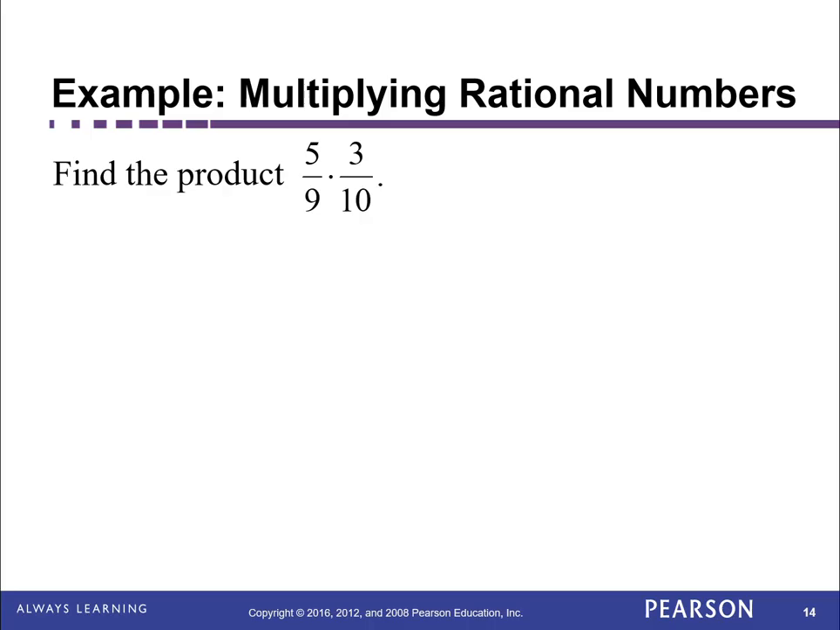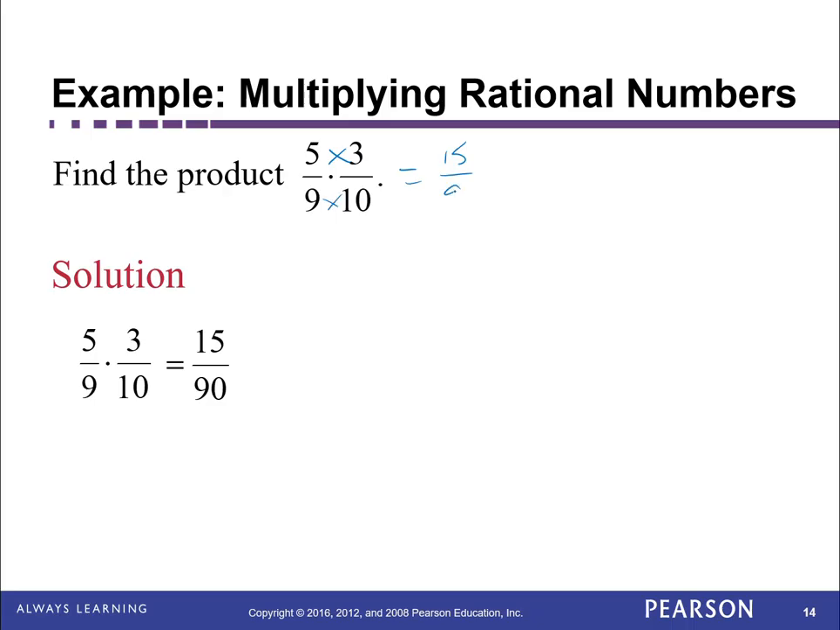So let's try to find the product here of 5/9 times 3/10. All we've got to do is multiply across the top and multiply across the bottom. That just means we're doing 5 times 3. That's 15. And then we're doing 9 times 10. That's 90. Now, the one thing we are going to want to do here is put it in simplest terms, because 15 and 90 actually have something in common. Something that will go into both. Well, what will go into both? 15 actually.